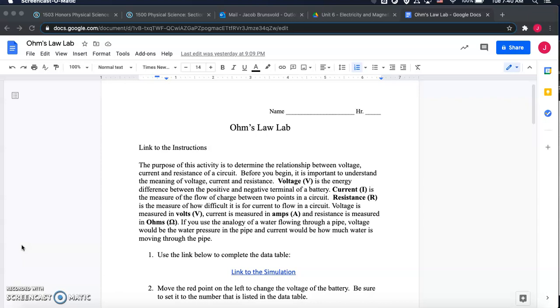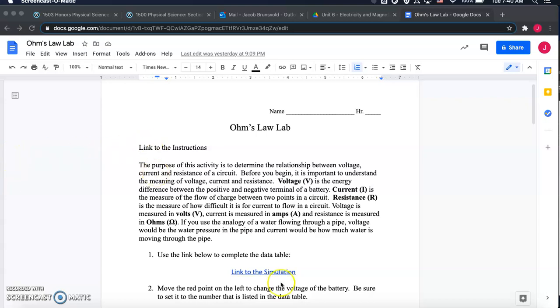We measure voltage in volts, or V. We measure current in amps, or A. And resistance is measured in ohms, or the Greek letter omega, which kind of looks like a little horseshoe there. I like to use the analogy of water flowing through a pipe when I think about current. In that case, voltage is sort of like the water pressure in the pipe, and the current is how much water is moving through the pipe over a given period of time. So like, 5 gallons per second or something like that.